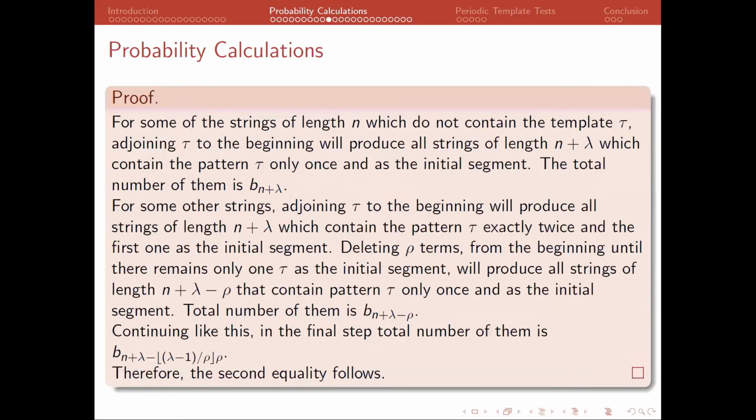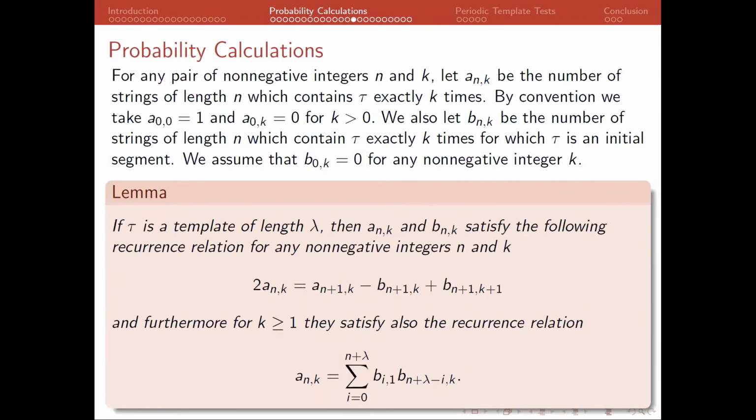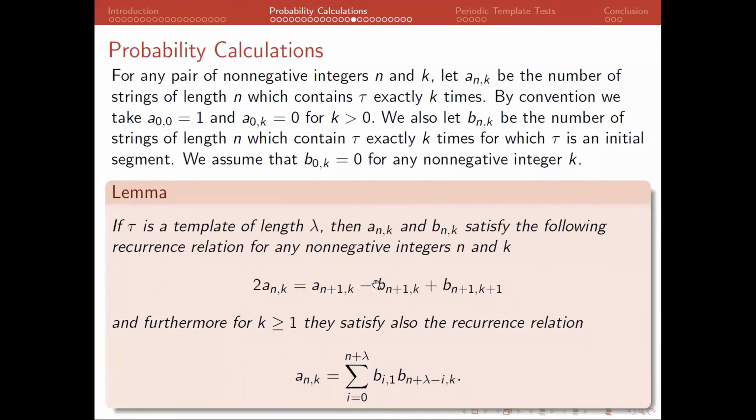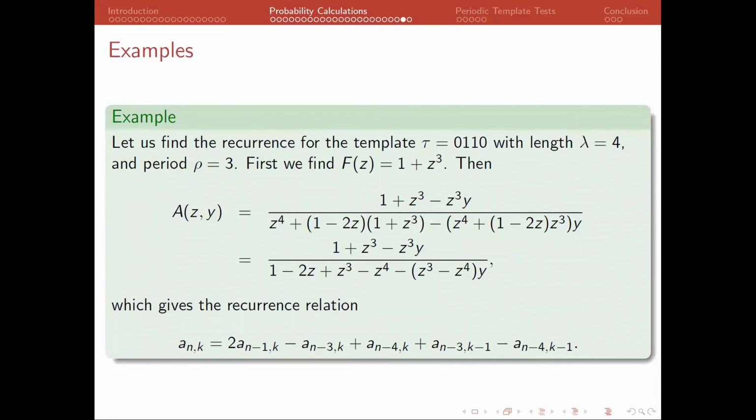Anyone who takes string ciphers, I think, will know how to deal with that one. If we are given generating functions, the denominator will give you the recurrence relation. Therefore, using that one, we can find these probabilities for all of them. And I will just give an example. For example, let us find the recurrence for this template, whose length is 4 and whose period is 3, because 0, 1, 1, 0, 1, 1 makes the period 3. Therefore, f(z) is by definition 1 plus z^3.